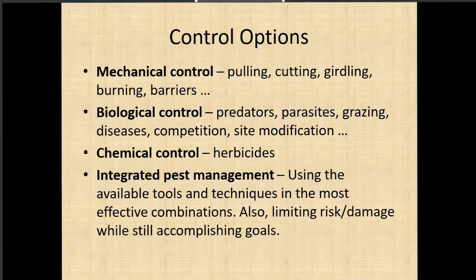And we have several tools in our toolkit that we can utilize. We have mechanical control mechanisms, and this would be pulling, cutting, girdling, burning, barriers, anything that we can use as a physical activity against these plants. A developing area, we don't have as many tools in this toolkit, but they're coming along, is biological control. And this is where we're using predators, parasites, grazing, diseases, interplant competition or modification of the characteristics of the site that are going to serve as a biological control or biological barrier to these plants becoming established or dominant.